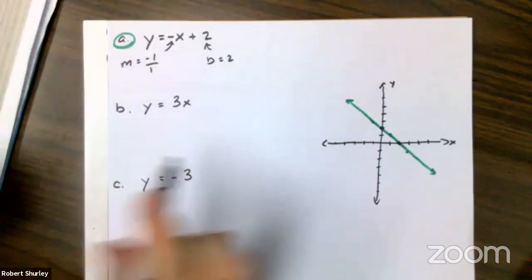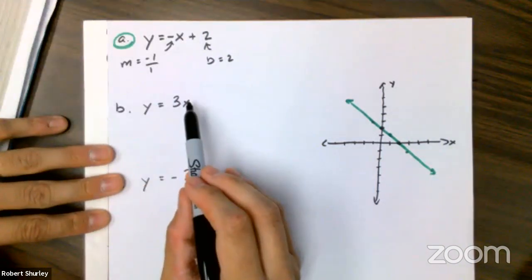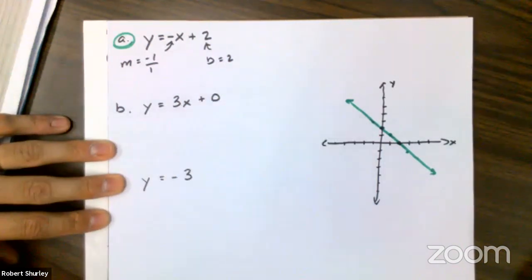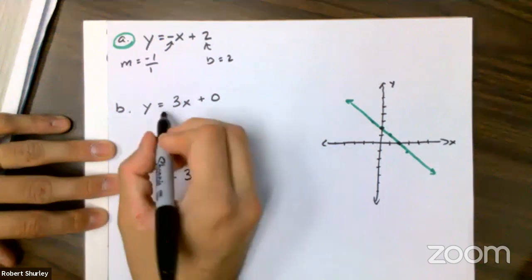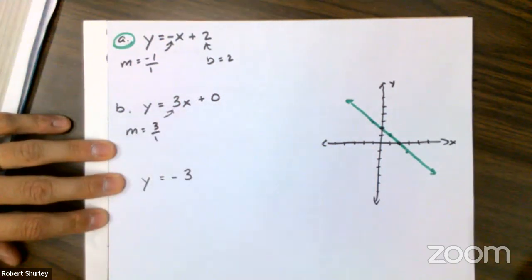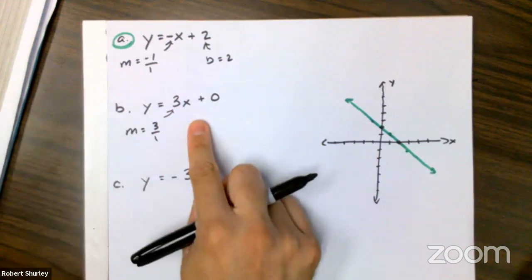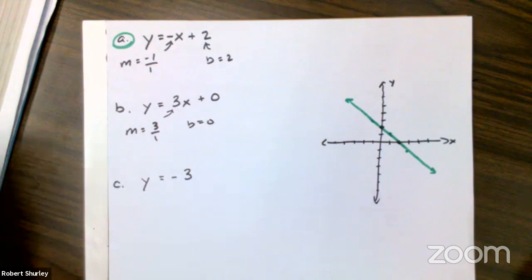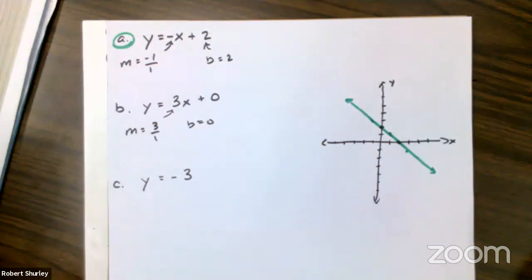So let's look at the second equation. Now, the second equation doesn't have a constant. You're more than welcome to write 0 here if that helps you, okay? But it does not have a constant. It has a slope. M equals, we're going to think of it as 3 over 1. But it doesn't have a constant. So what that means actually is our y-intercept is 0, okay?